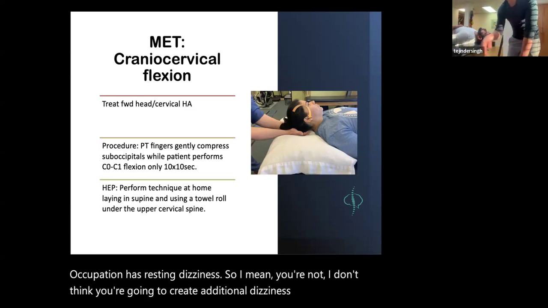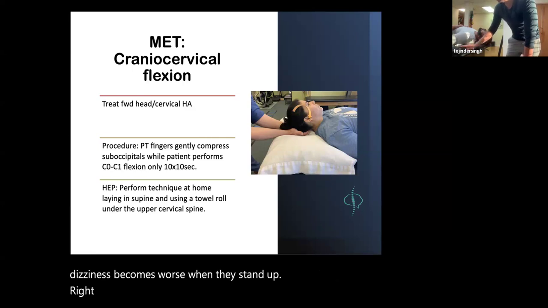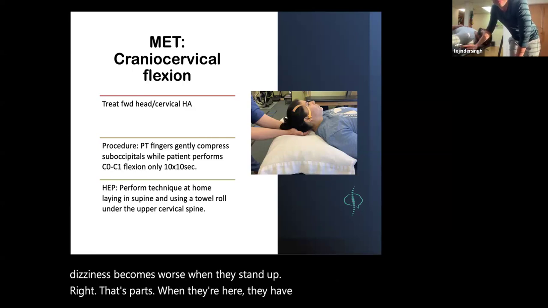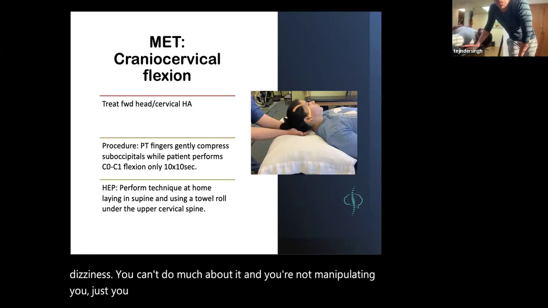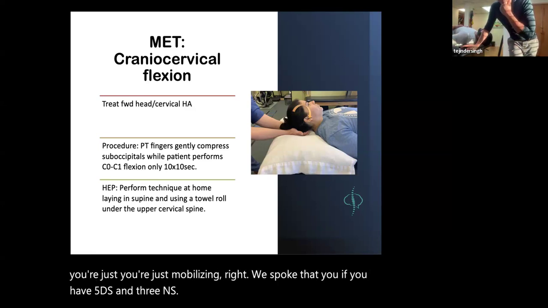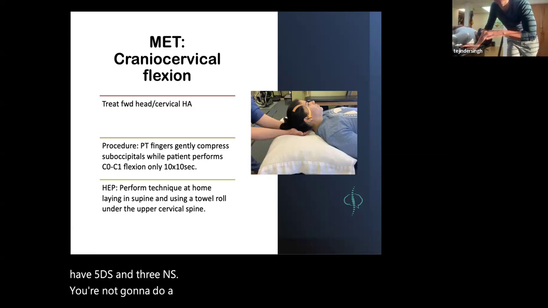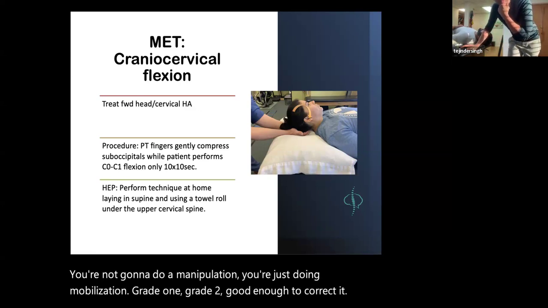And their dizziness becomes worse when they stand up. Right? That's POTS. When they're here, they already have dizziness. You can't do much about it. And you're not manipulating, you're just mobilizing. We spoke that if you have 5 Ds and 3 Ns, you're not going to do a manipulation. You're just doing mobilization, grade 1, grade 2, good enough to correct it. Okay.